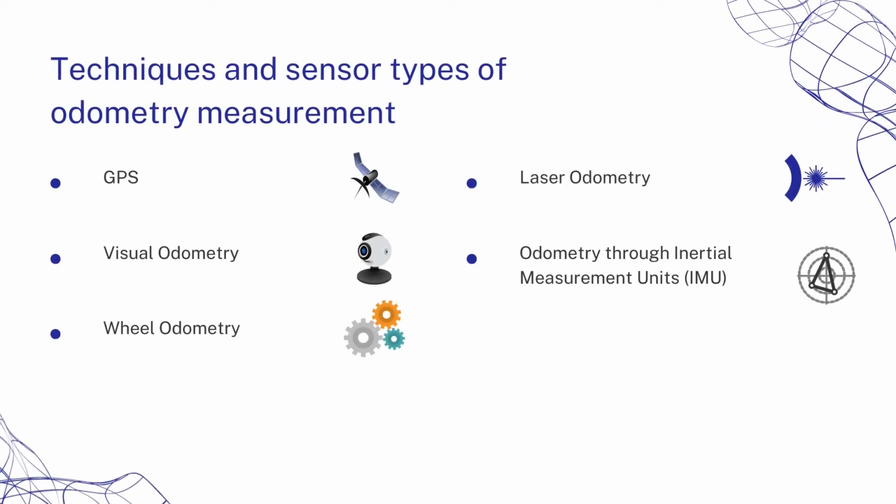There are different techniques and sensor types to measure odometry. We've got GPS, visual odometry that's done mostly through cameras, wheel odometry, laser odometry, and odometry through IMUs. Each of these techniques and sensor types, you can even fuse them to get better odometry, but they all have an associated cost, both computationally and financially. It can be expensive to fuse all this data and gather all the needed sensors to have a reliable odometry.